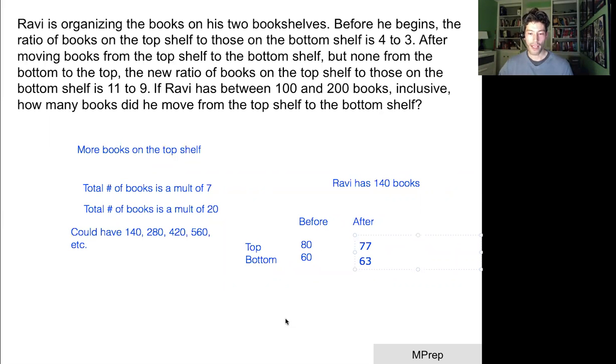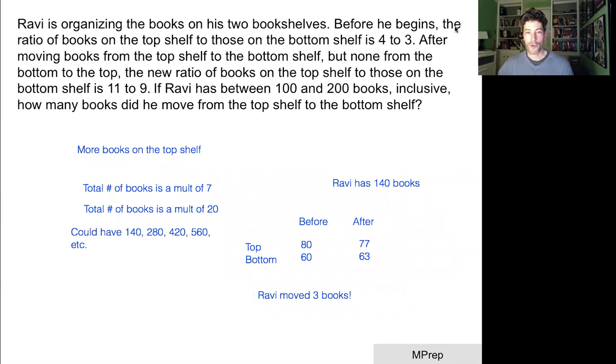And so that implies that he moved 3 books. Good stuff. Ravi moved 3 books. Not a lot, moved 3 books. Not a lot of reorganizing happening there, but maybe they were really tough decisions he had to make.